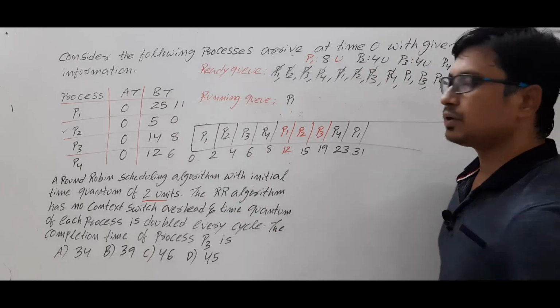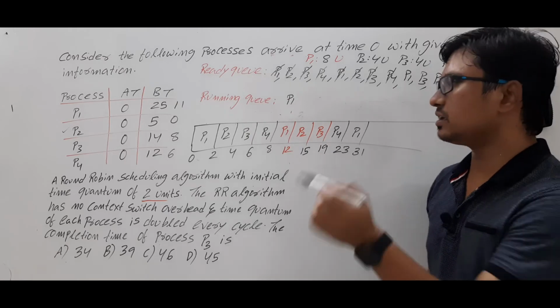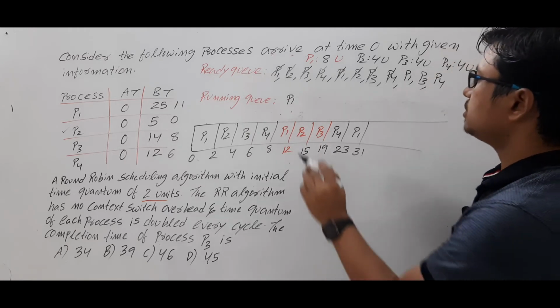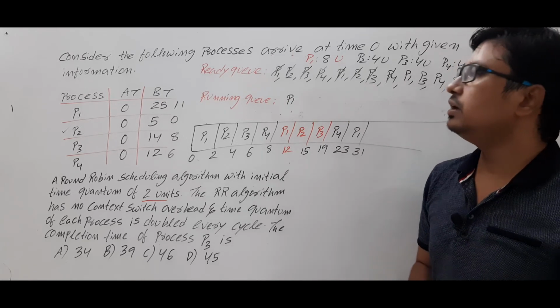Is it clear? Are you able to understand it or not? Previously it was 19. 19 minus 8 is 11. Is it clear? So process P1 has remaining burst time, and it will go back to the ready queue.